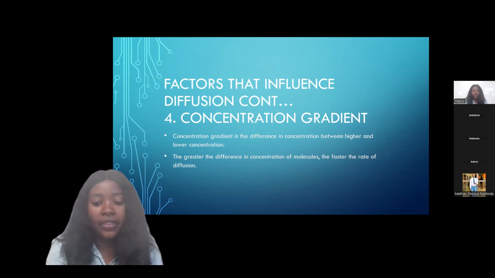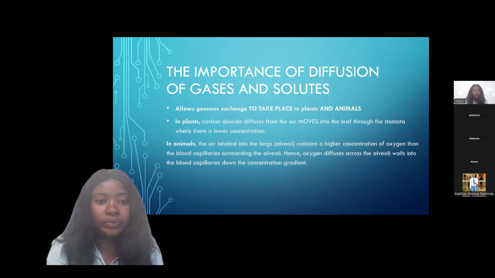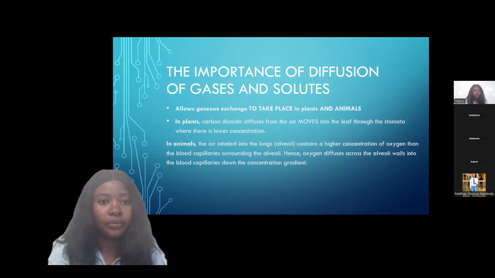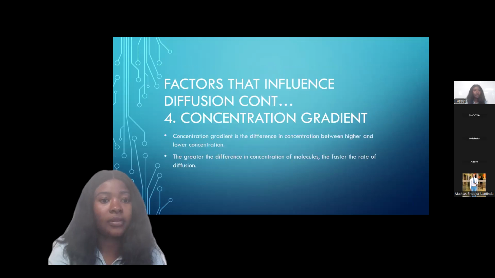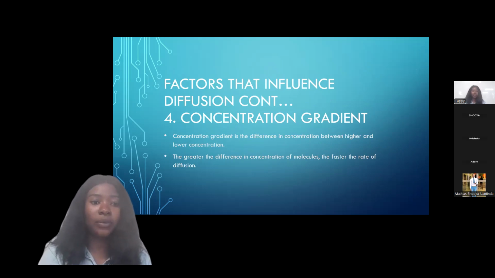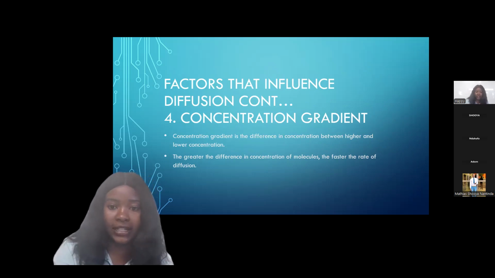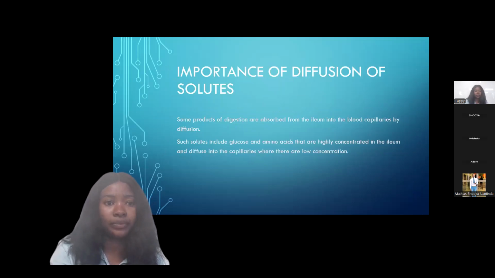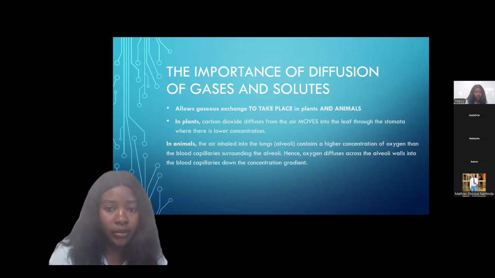All right. So for now, we were looking at the concentration gradient. All right. So we are just going to see, just a moment.